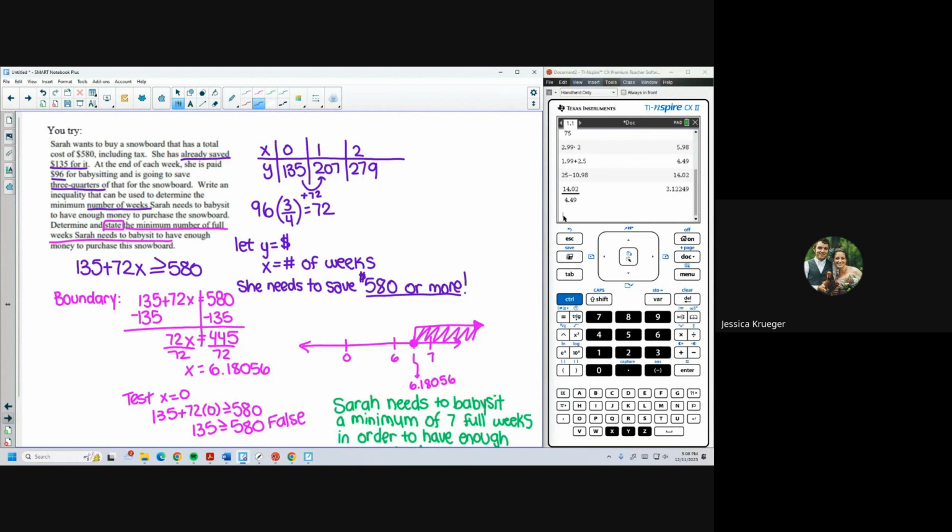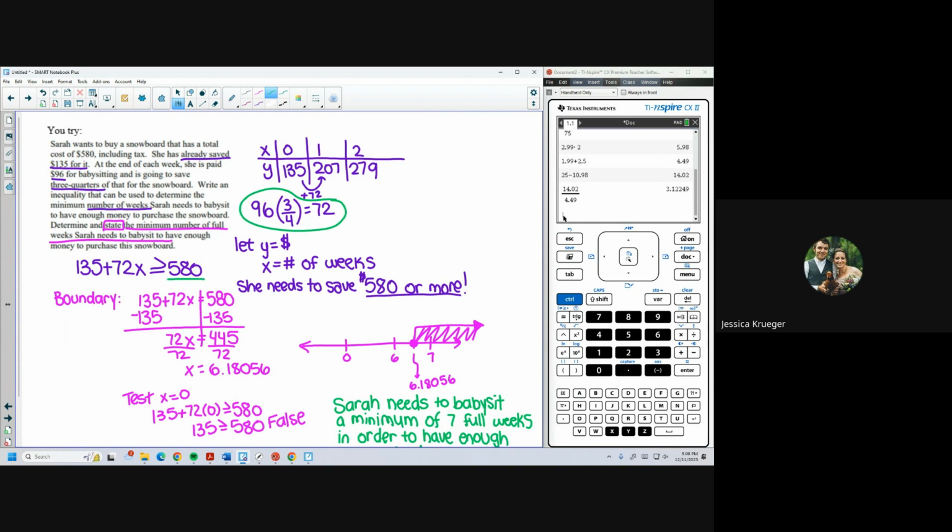Okay, here's my solution. One thing that was tricky was this part right here. She saves only 3/4 of what she gets. So each week she's only going to save $72. I've got my let statements. Y is the money. X is the number of weeks.